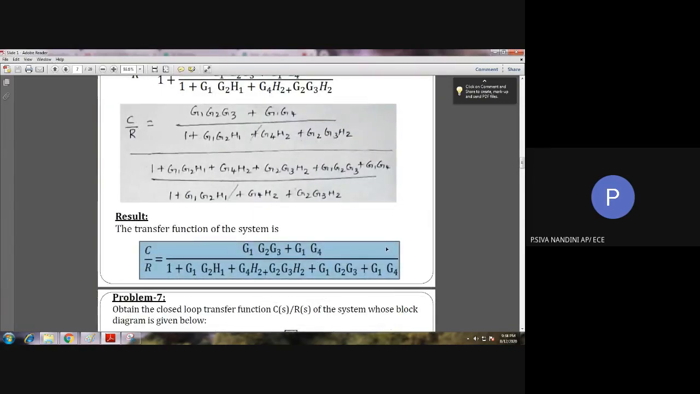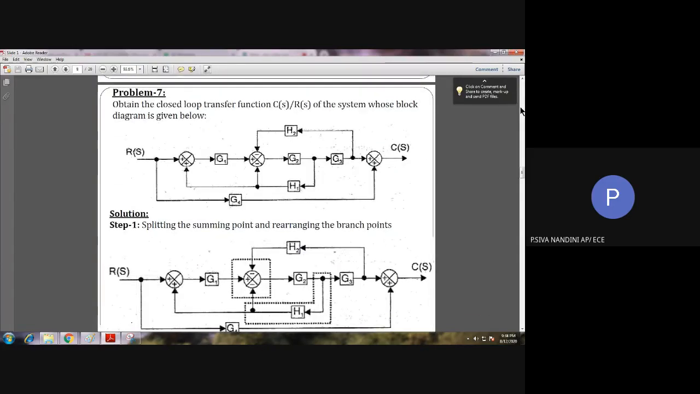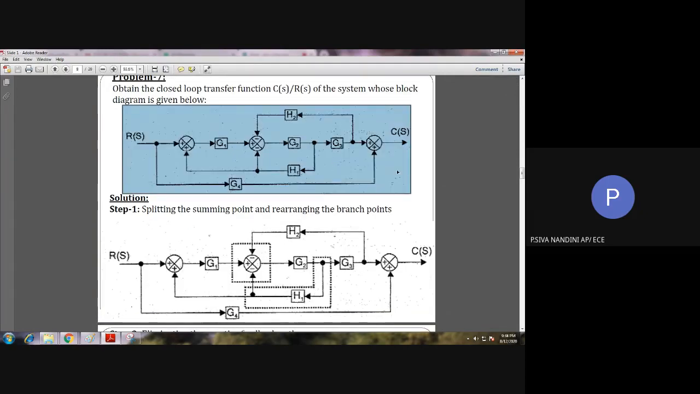Okay. Next we shall see another problem in the block diagram reduction technique to find the closed loop transfer function. See here this problem. We are having some blocks in forward direction G1, G2, G3, as well as this G4 is also given in forward direction, and H1 and H2 are given in feedback path. See here, we need to search whether there is any series block or parallel block. Here there is no such series block or parallel block or any feedback loop also.